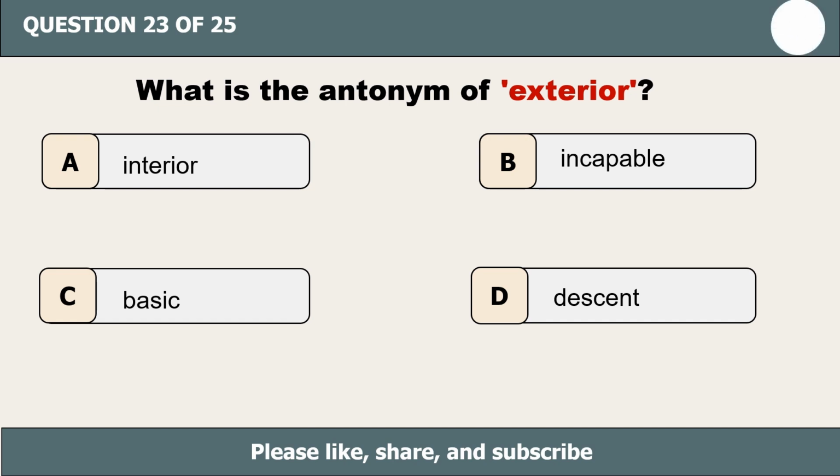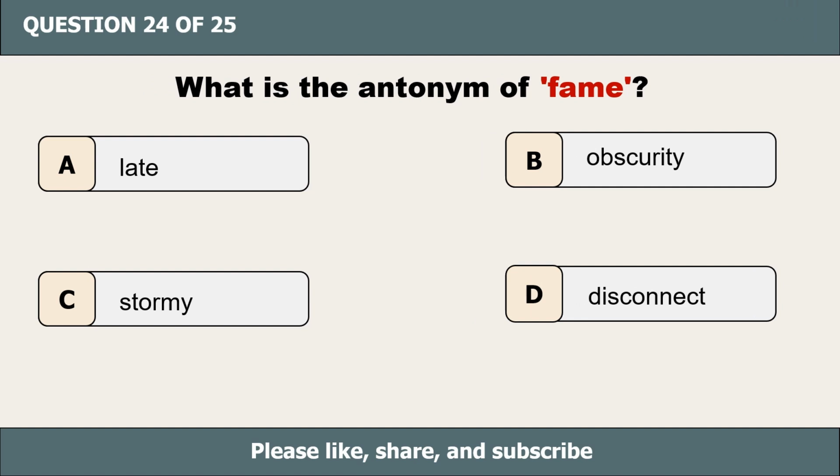Question 23. What is the antonym of exterior? The correct option is A. Interior. Question 24. What is the antonym of fame? The correct option is B. Obscurity.